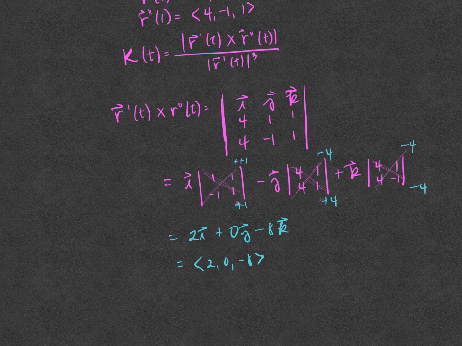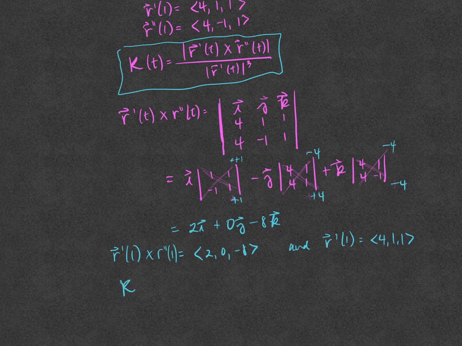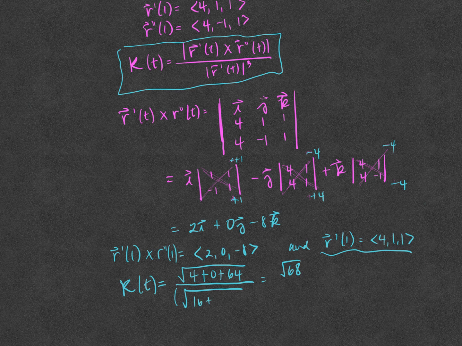Now, for our kappa, we need the length of the cross product over the length of the first derivative to the third power. And remember, kappa is our curvature. That's what we're working towards. So the length of the cross product, we're going to do the square root of 4 plus 0 plus 64, which is the square root of 68. And on the bottom, I'm going to do parentheses, the length of r prime of 1. I brought that down here. So we have 4 squared is 16, plus 1, plus 1, to the third power. So we have the square root of 18 to the third power.